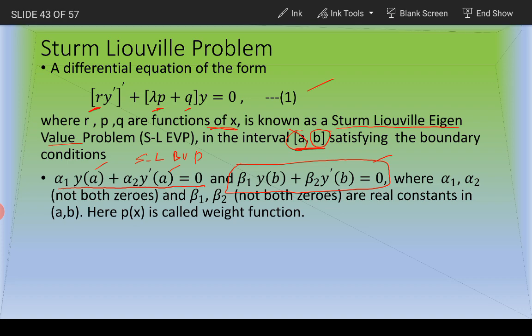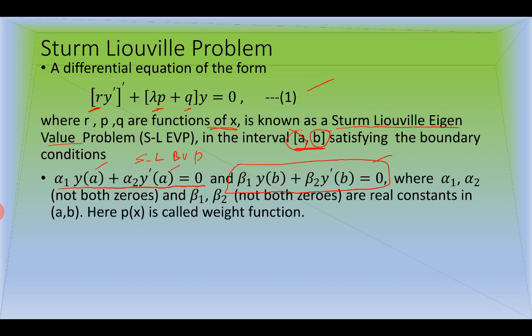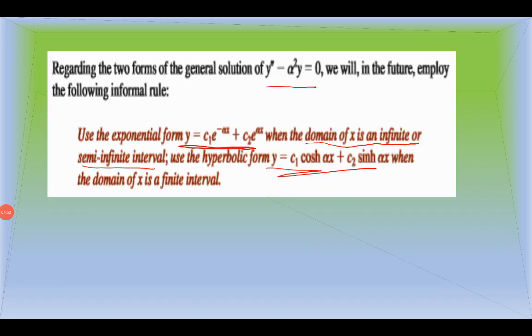Another piece of information: all the constants alpha 1, alpha 2, beta 1, beta 2 are real numbers, but alpha 1 and alpha 2 cannot both be 0. One of them should be non-zero. Similarly, beta 1 and beta 2 cannot both be 0. One of them should be non-zero. So there will be a condition for this one, alpha 1 square plus alpha 2 square not equal to 0. When you sum the squares of these two terms, it should not be 0. Okay, that's what we find here.